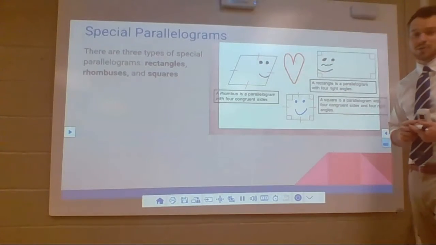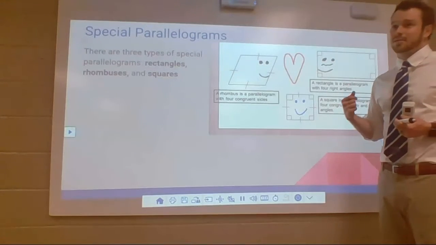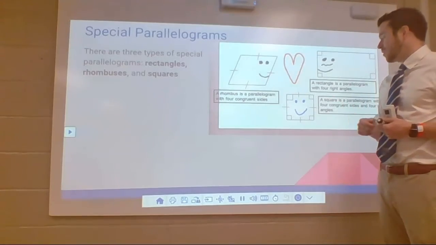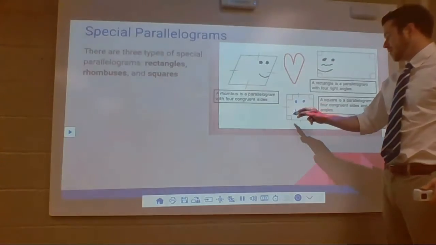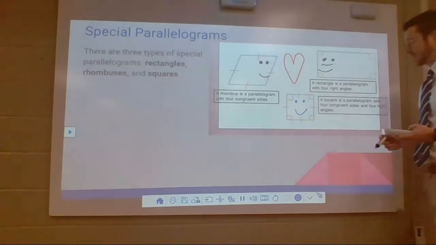And a square, as we've talked about last quarter, is a regular quadrilateral. It's equilateral, four congruent sides, and equiangular, four congruent angles, 90-degree angles.